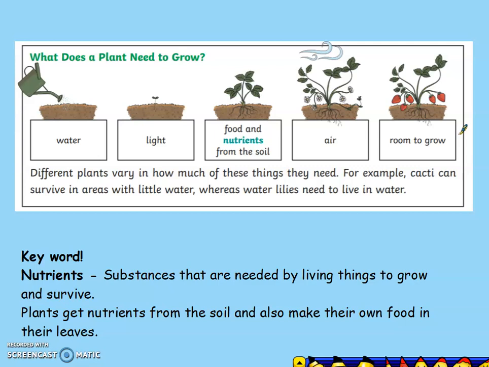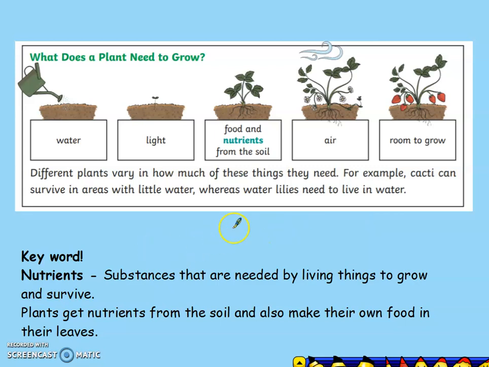If a plant was really squashed, it wouldn't be able to grow properly. And different plants need different amounts of these. For example, cacti, which is a type of plant, can survive in areas with little water. They don't need much water to survive. They tend to be in hot places like the desert. Whereas water lilies, another type of plant, live in water.